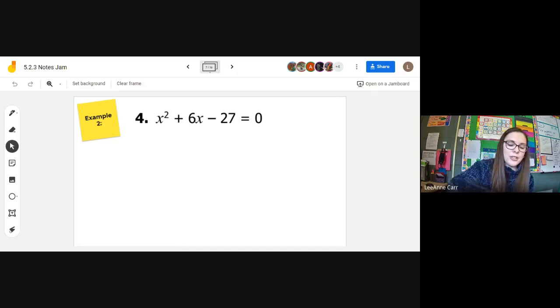Okay. Our first step was to set it equal to 0. Already done for us. We don't have to do that. It already is equal to 0. If it wasn't, though, if it just said like equals y or it was just this, you would have to set it equal to 0. Okay. What is my next step? If you know it, can you just throw it in the chat? My next step.